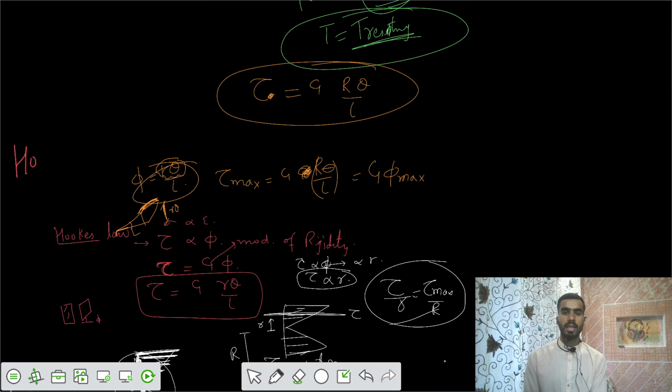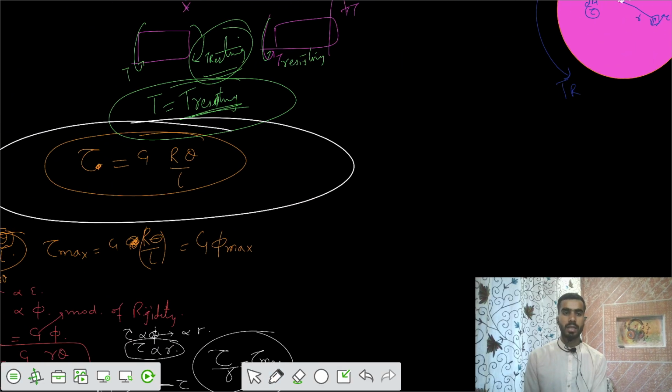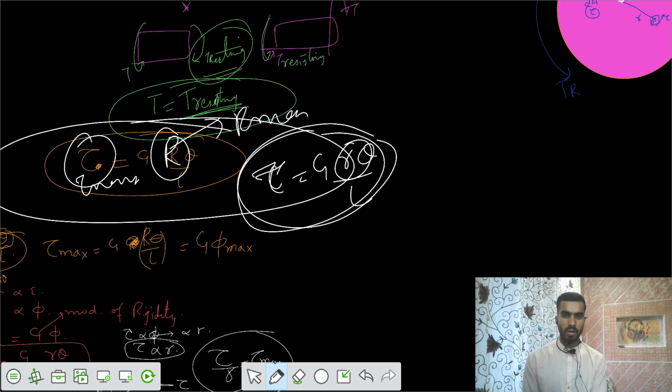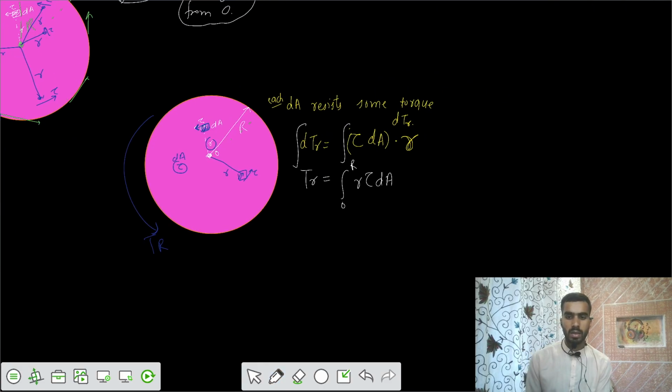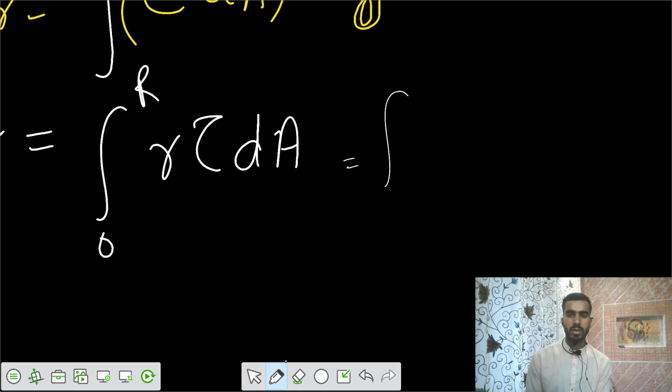The shear stress equation is tau equals G r theta by L, and at any location we have tau equals G r theta by L, because your r can vary. This capital R is the r max, so that we have tau max. But for any general value of tau at a location of small r, we can write G r theta by L. So let's write that: the integral from 0 to r of r times G r theta by L dA.